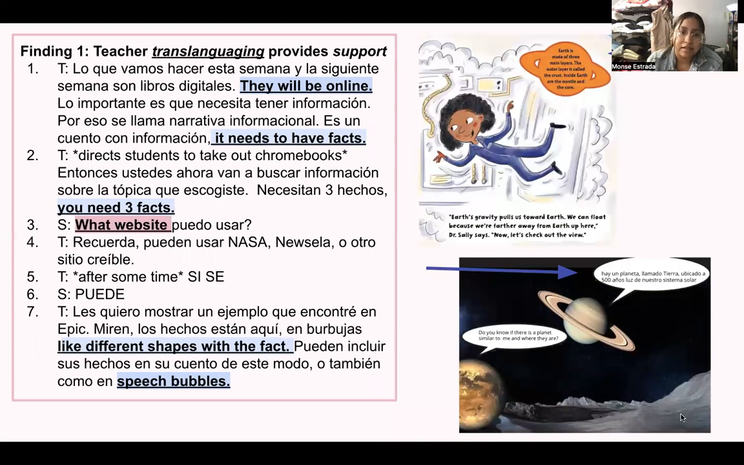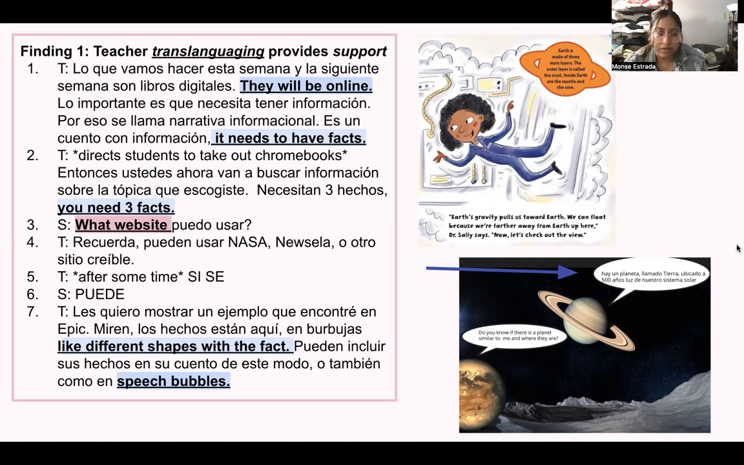So, finding number one, teacher translanguaging provides support. I felt like, again, I wanted to have very solid examples. And what I love about this page is for my finding, you can see that the very first image where the girl is floating, that's actually a book from Epic, and it's an example that I modeled and showed them. So you can see it's in English, right? So I just translate it along the way.